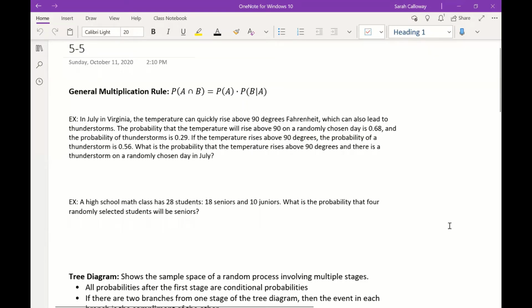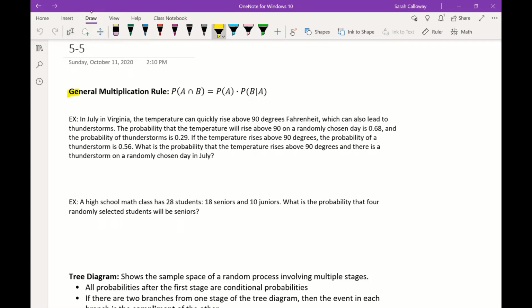In this video, I'm going to go through section 5.5, which is the multiplication rule for dependent events. So the general multiplication rule is as follows. The probability of the intersection of A and B, remember, which means the probability of A and B both occurring, is equal to the product of the probability of A times the probability of B given A has already occurred. So that's the conditional probability of B occurring after A.